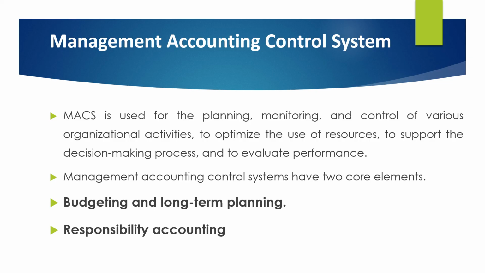Management accounting control system has two core elements. The first is the formal planning process, such as budgeting and long-term planning. These processes are used for establishing performance expectations for evaluating performance. The second is responsibility accounting. This involves the creation of responsibility centers.